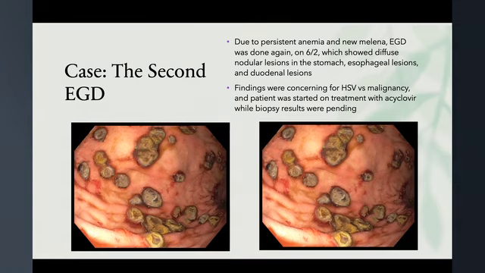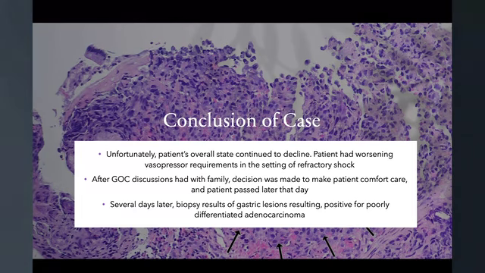This endoscopy showed diffuse nodular lesions in the stomach, esophagus, and duodenum. The findings were concerning for either HSV or malignancy. Biopsies were taken and the patient was started on acyclovir following this endoscopy. Unfortunately, his overall state continued to decline during this hospitalization, and in the coming days the patient had worsening vasopressor requirements in the setting of refractory shock. The patient was then made comfort care after goals of care discussions were had with his family.